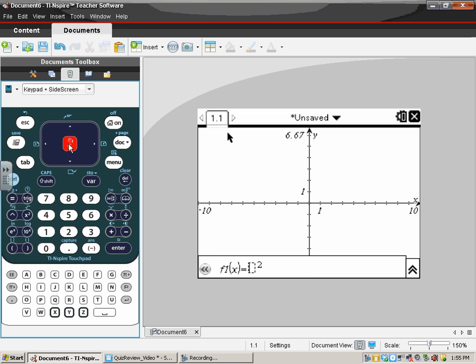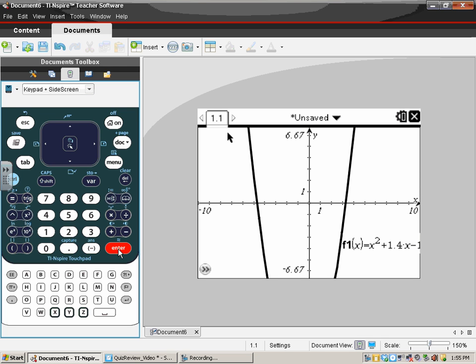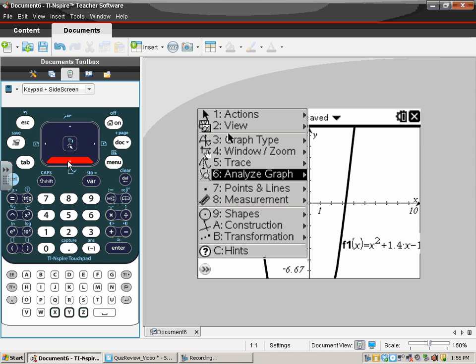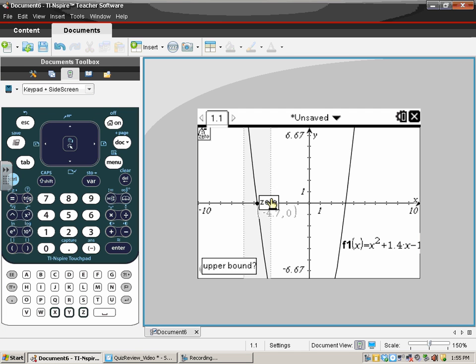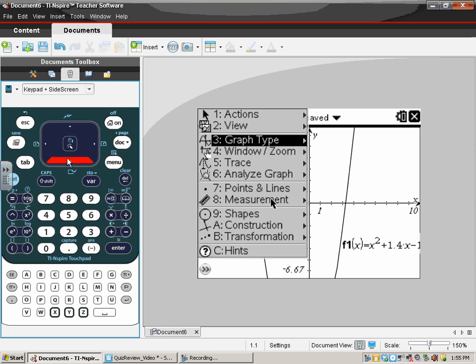So x squared plus 1.4x minus 15.51. And I graph that, and yes, it does have x-intercepts. So I go to menu, analyze graph. I want the zeros. So I click to the lower bound, the lower side of that x-intercept, the upper side of that x-intercept, it's negative 4.7 comma 0.